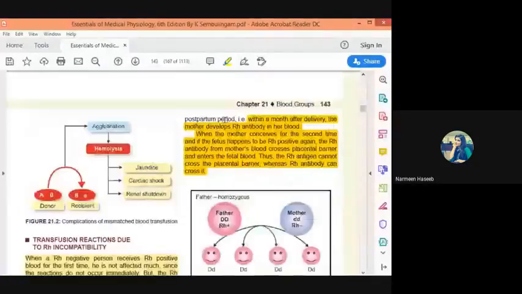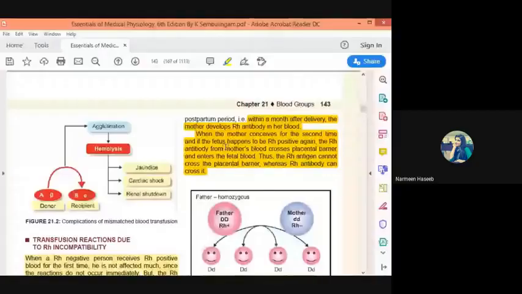So right after delivery, the period is known as the postpartum period. In the postpartum period, that is within a month after delivery, the mother develops Rh antibody in her blood. So now, because of the Rh positive antigen of the fetus, the Rh antibodies are developed in the mother in a time span of 1 month.